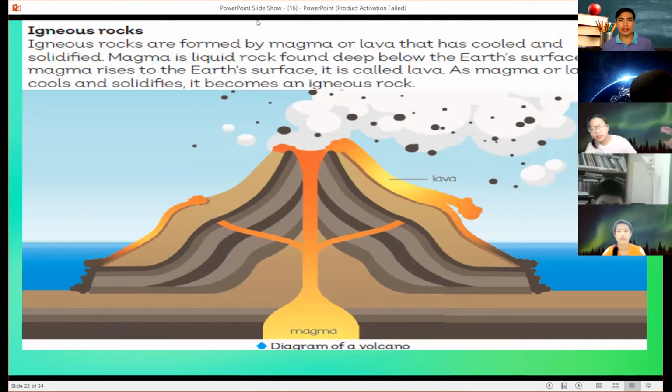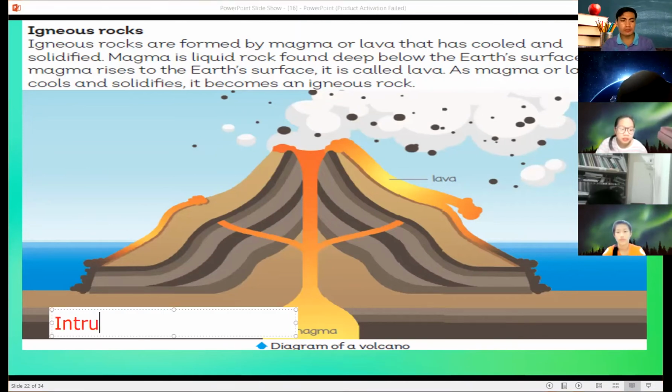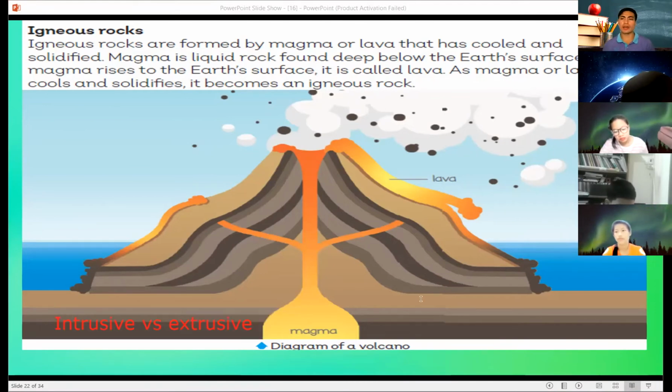You can involve also Nataya explaining about the intrusive versus extrusive. Okay, intrusive versus extrusive. There. Go ahead, Nataya. I will give you now the time. If you don't know the answer, please tell us.